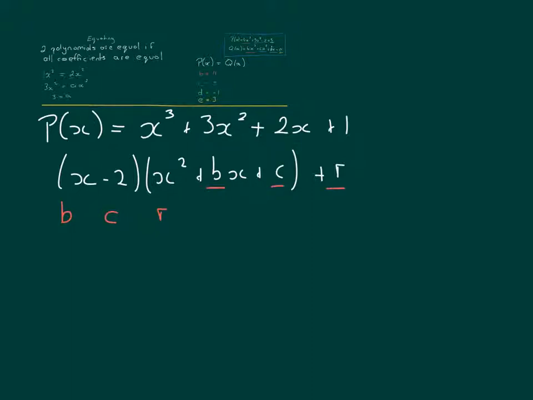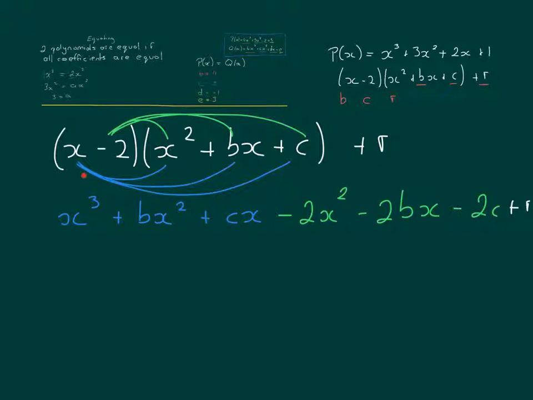Remember, it's told us that p(x) can be written like this, the factorized form this is called. So what I'm going to do is show you a way to solve it and find out what b, c, and r are. Now the first step I'm going to do is expand out the second of the brackets, and I'm going to do this using FOIL so that everything in the first is multiplied by everything in the second.